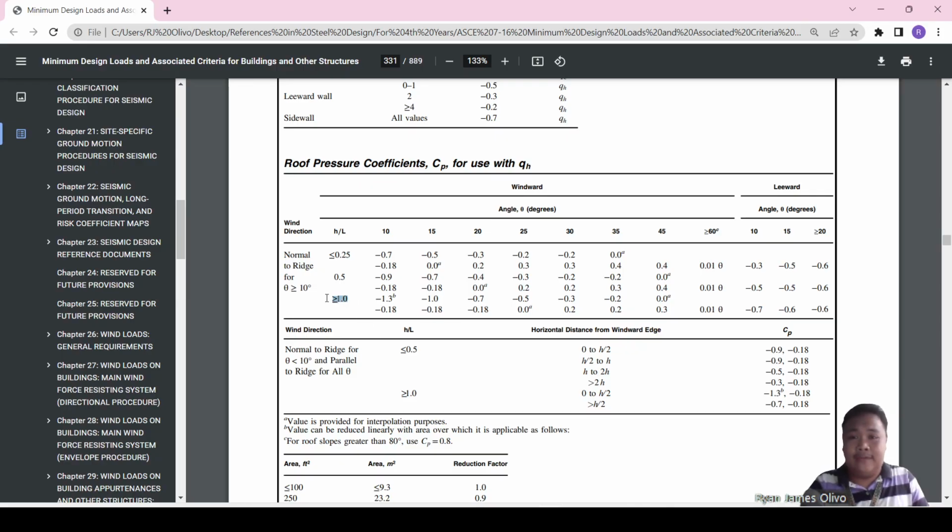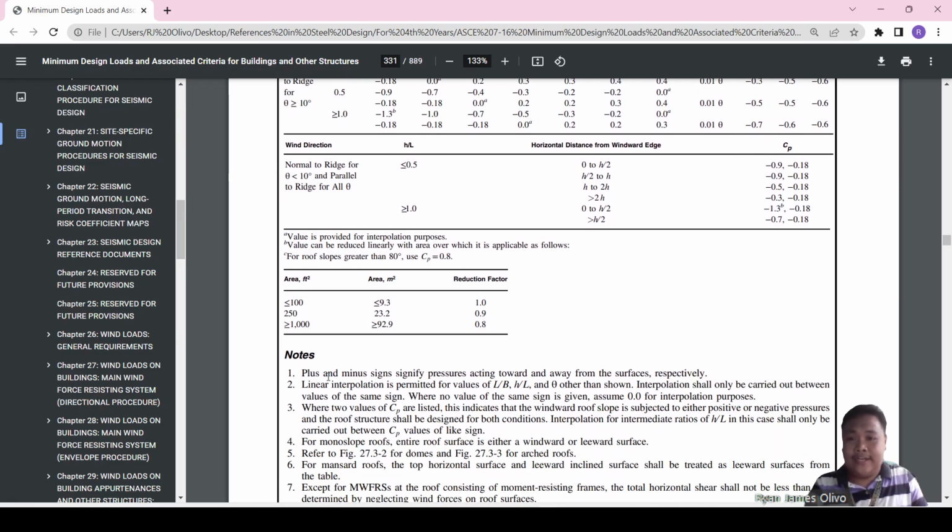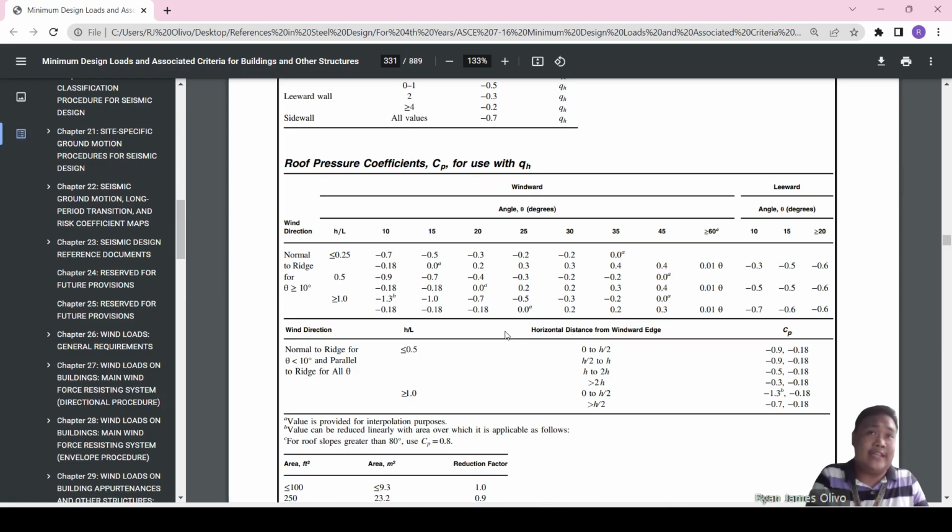So in greater than 1.0 or anything that we have seen here as double negative, we have two load cases, that is negative 0.7 and negative 0.18. Like I said, consider also the negative 0.18. As you can see here, the plus and minus signs signify pressures acting toward and away from the surface respectively. It means that if it's positive, it's positive pressure. If it's negative, it's what we call the suction.